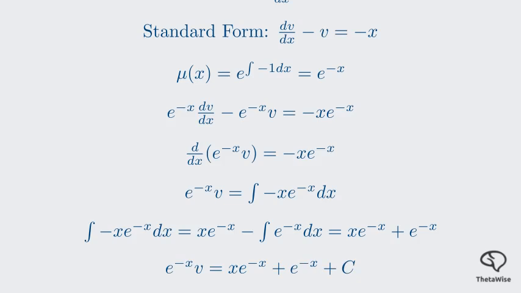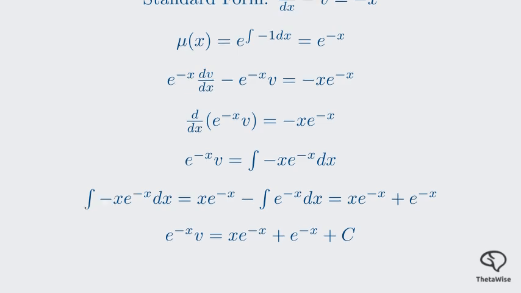So e to the negative x times v equals x times e to the negative x plus e to the negative x plus c. Dividing by e to the negative x, we find v. v equals x plus 1 plus c times e to the x.